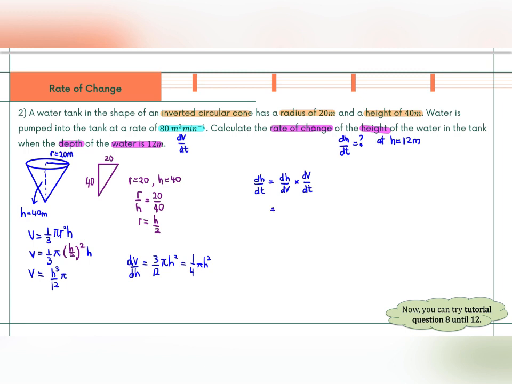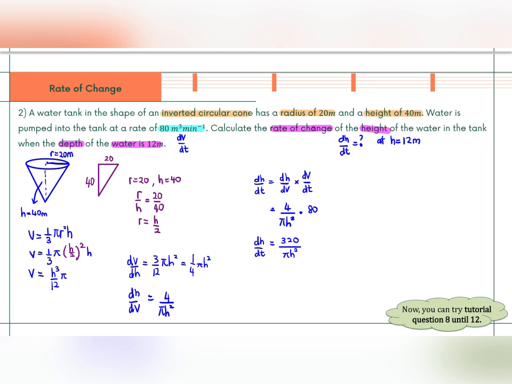So here we have dH over dt will be dH over dV. So kita dapat 4 over pi H squared. Okay, nampak tak sini? dH over dV. Kita terbalikkan dia. So kita ada 4 over pi H squared. Okay, and then darabkan dengan dV over dt. dV over dt tadi kita dah kira kat sini. Value dah bagi dah 80 meter cube per minute. So 80. So here we have 320 over pi H squared. Okay, so ini adalah formula kepada dH over dt.